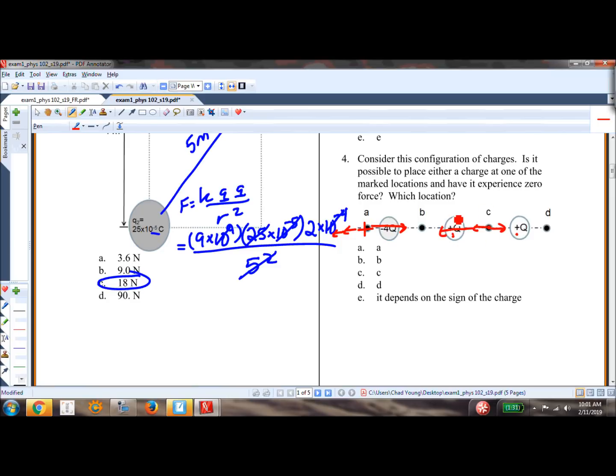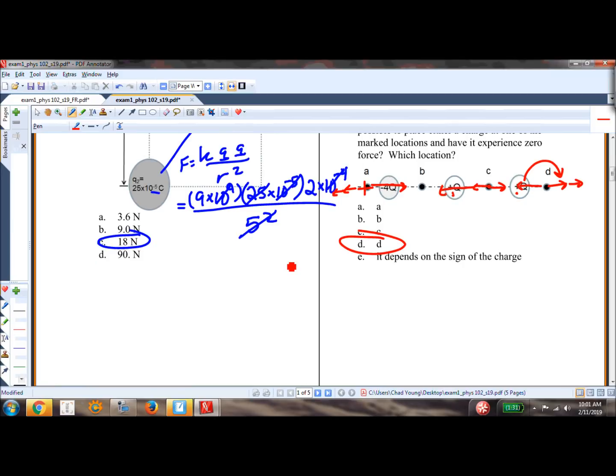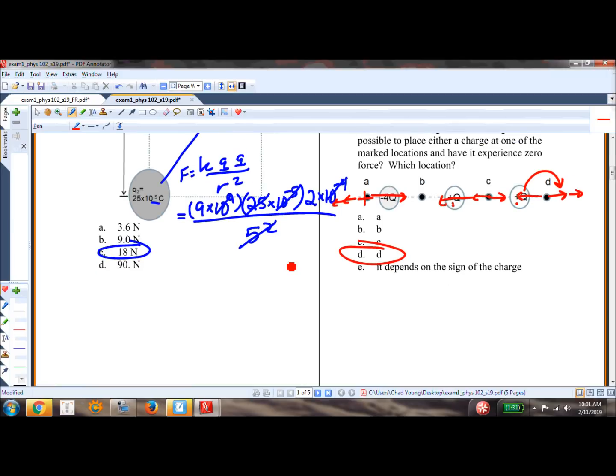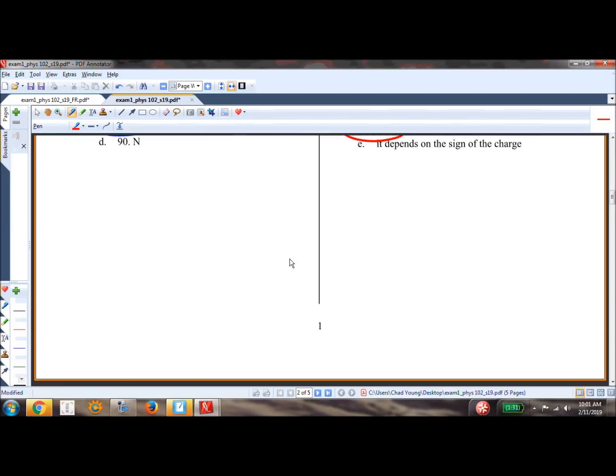But let's look at D, and it turns out that D will be the answer. I'm repelled from the two positive charges, and then I'm far away from the minus 4Q, so I have a smaller force, but it's enough force to counterbalance these two forces. So that means that D is the right answer. And if you go through and try a negative charge, you'll find the same reasoning on that.